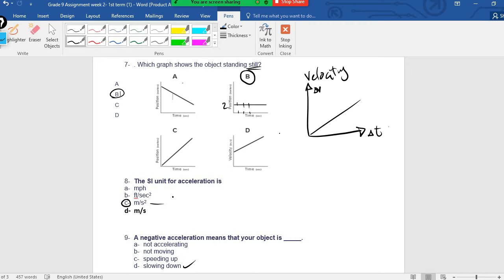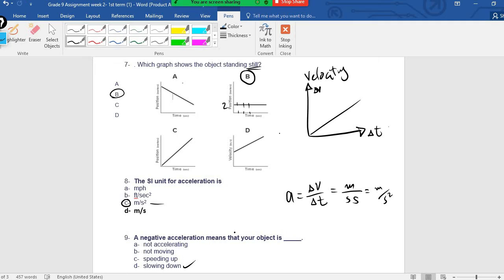Now, what about the acceleration unit? Of course, guys, we said that before. A equals delta V divided by delta T. So, delta V is measured in meter per second, and the time is measured in second. So the unit is meter per second squared. Don't forget this. This is very clear and very easy. That is the SI unit for acceleration.